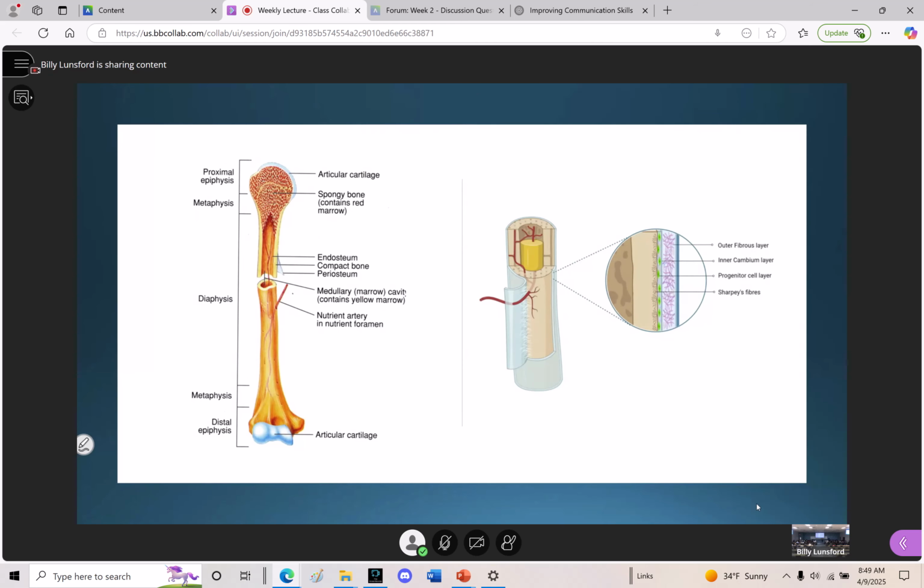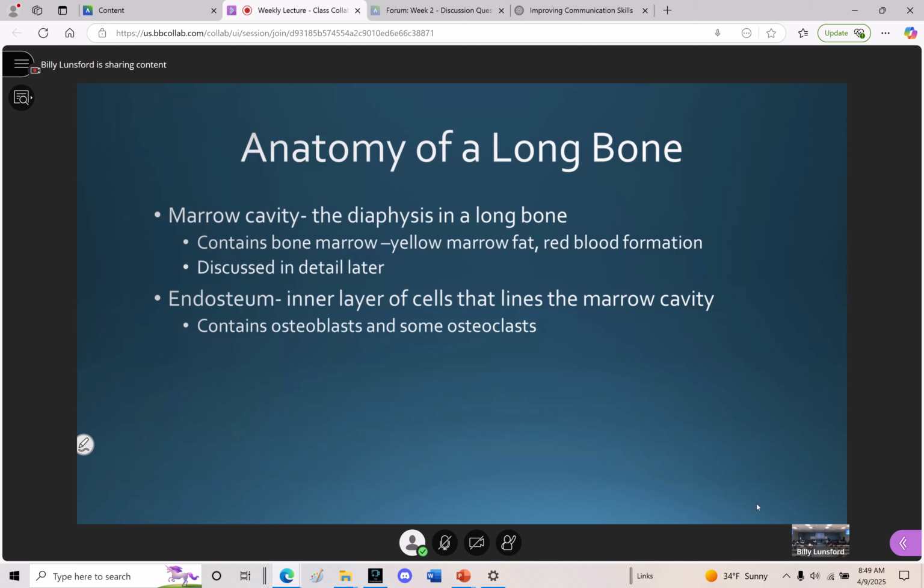Think of the endosteal layer as being sort of the wallpaper in a room. Okay? So if we're standing in the middle of the diaphysis of the bone, and we reach out and touch the walls, it's going to be covered with the endosteum. And this endosteum is the inner layer of cells that lines the marrow cavity. So it's sort of like the wallpaper that surrounds the actual marrow itself.